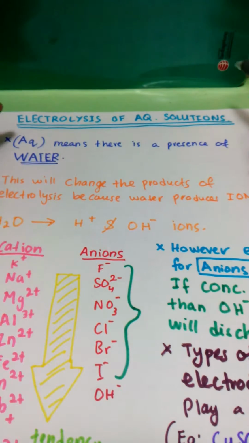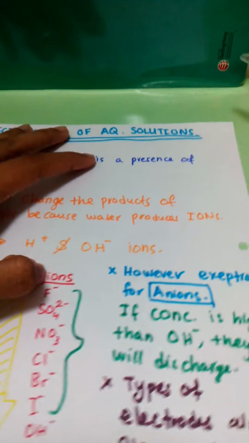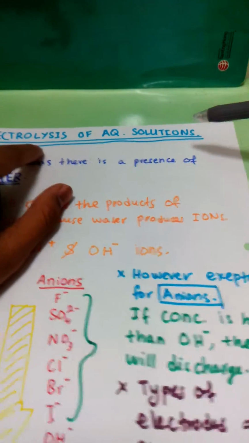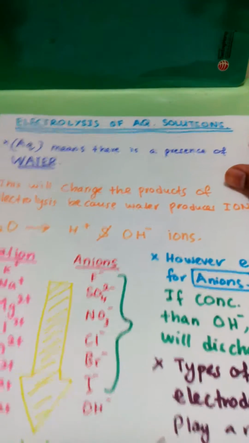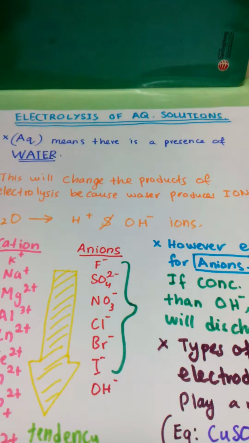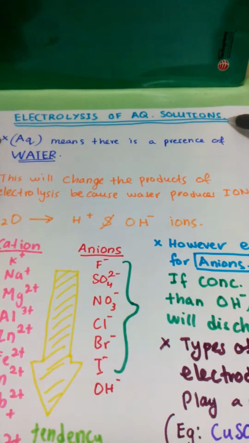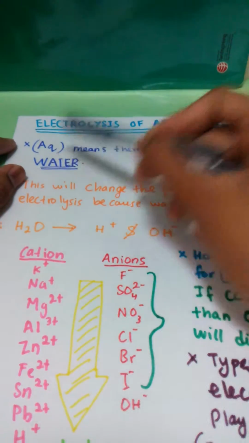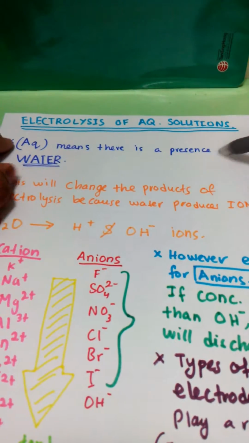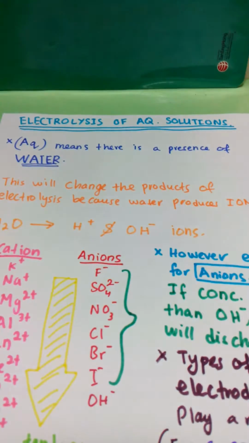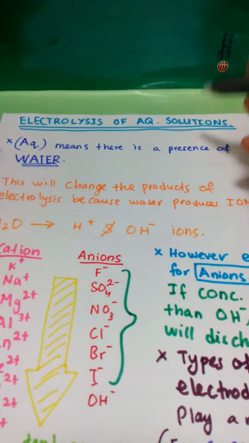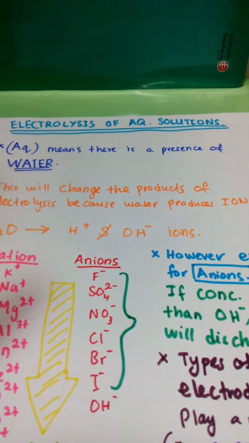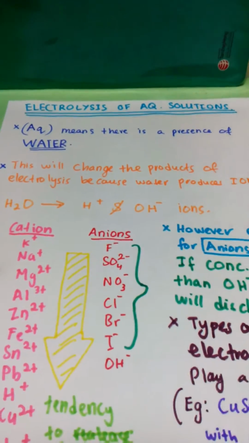Hello guys, and welcome to the second part of the electrolysis video, where we're covering the electrolysis of aqueous solutions. Okay, so what do we mean by aqueous solution? Aqueous solution, usually represented by the symbol AQ, means that there is a presence of water. So that means you're dissolving a solid in water. When you dissolve something in water, it is the compound but in aqueous form, because it's mixed with water.